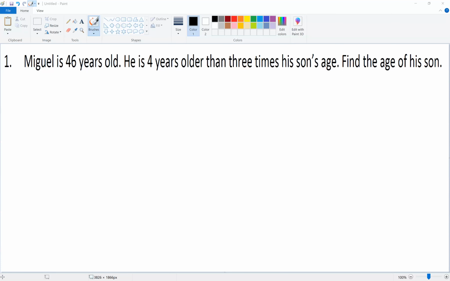And he is 4 years older than 3 times his son's age. Find the age of his son.